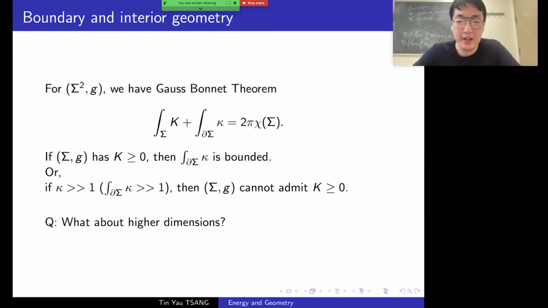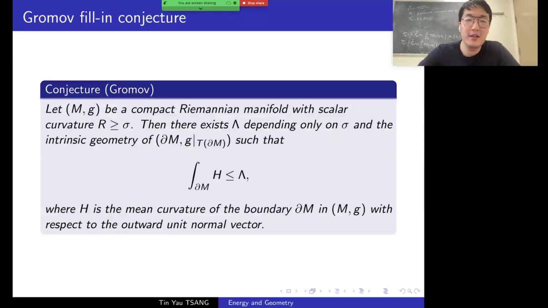Then again, we shall ask the following: what about high dimensions? And this is the Gromov filling conjecture. Let (M, g) be a compact manifold with scalar curvature bounded from below by some constant sigma, which can be negative or positive. Then there exists a big Lambda depending only on sigma and the intrinsic geometry of the boundary, such that the integral of the mean curvature must be bounded. This makes sense again by the Gauss-Bonnet theorem. But so far there is no full solution.